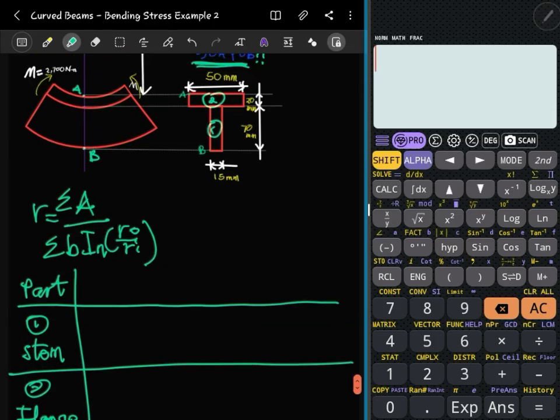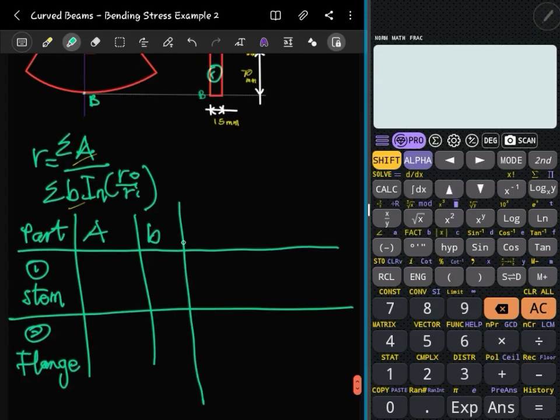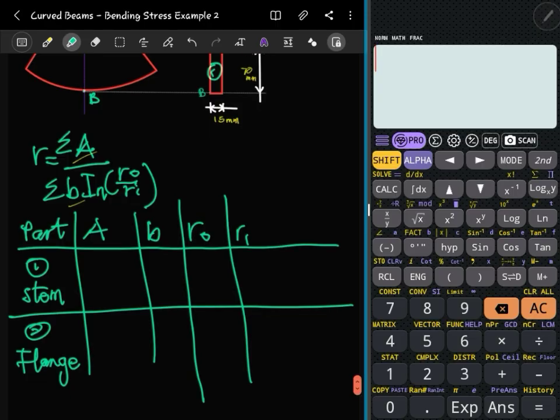In order to find Rn, what do we need? We just need A of each part, and then we need B, and then we need Ro and then Ri, and then we will need the sum of them. So let's see.